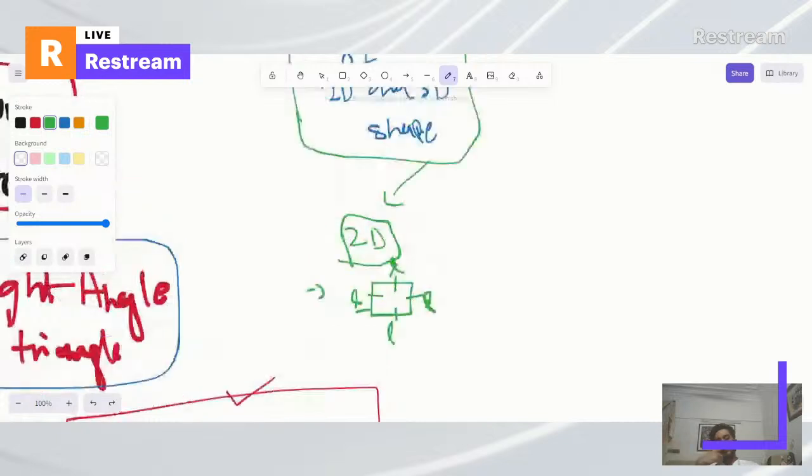So in 2D figures, we are aiming to find out two important factors. What two important factors are those? We are aiming to find out the area of a 2D figure, and we can find out the perimeter of a 2D figure. Can anyone tell me the difference between the two? What's the difference between an area and the perimeter?